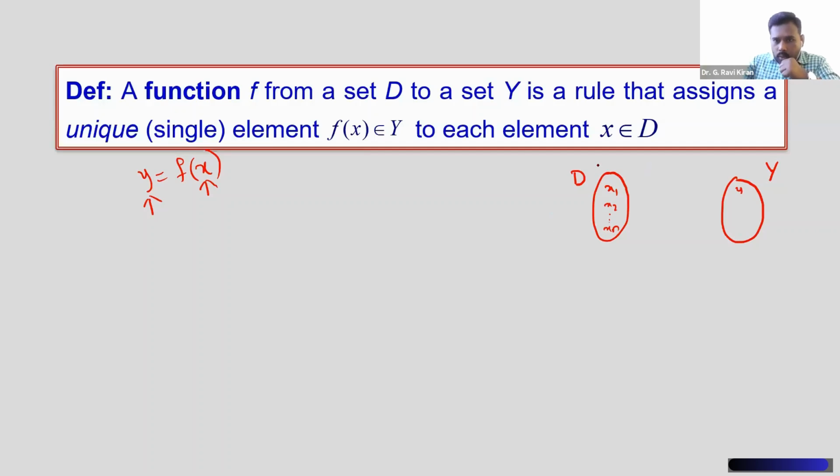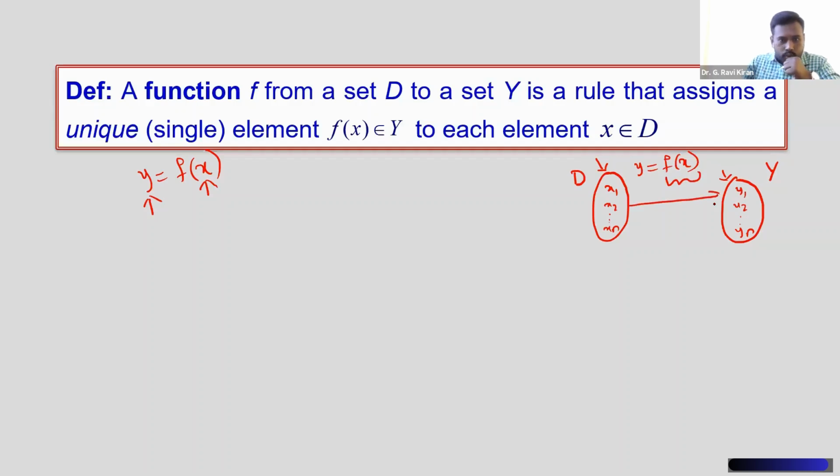Now see, to each element in the first set, if you can find a unique image in the second set, then this relation y is equal to f of x can be taken as a function, right? You can call f of x a function, or else y is equal to f of x is a relation. In fact, you can take f of x as a function if for each x you can find a unique y in the second set. See, this relation can be taken as a function, right?